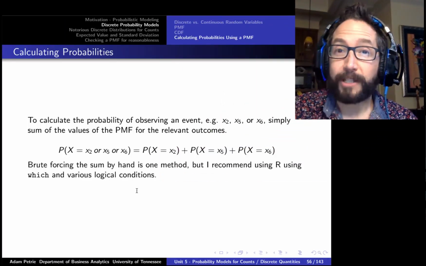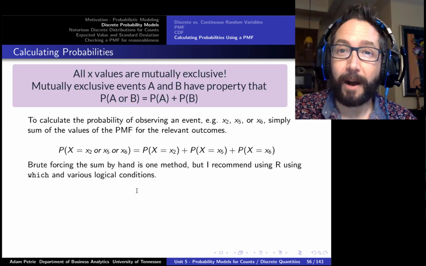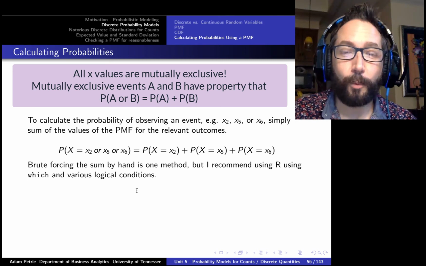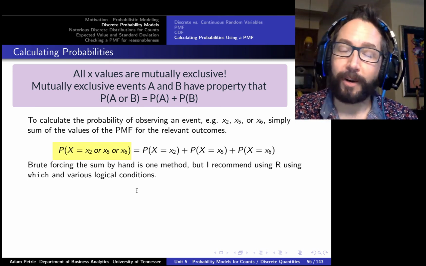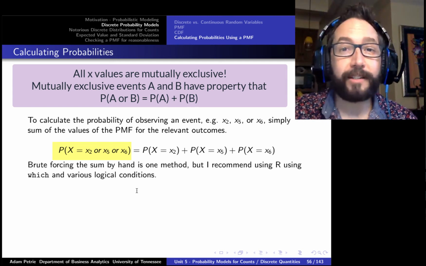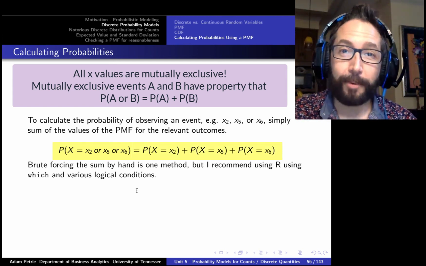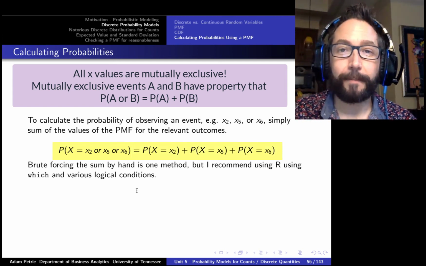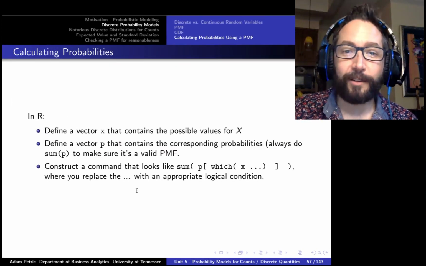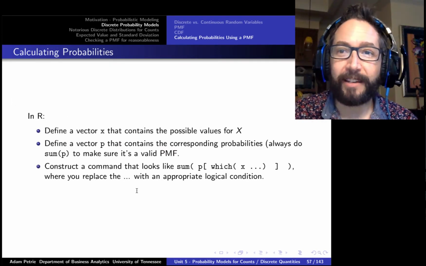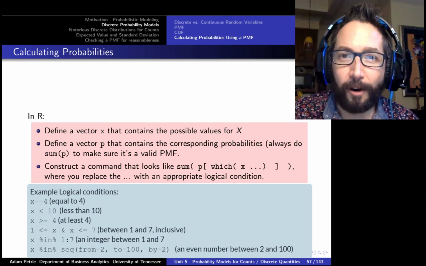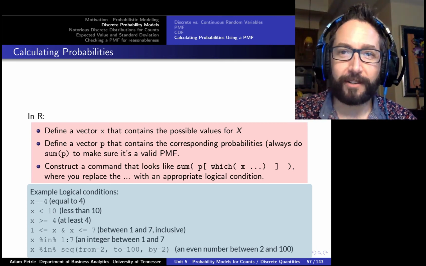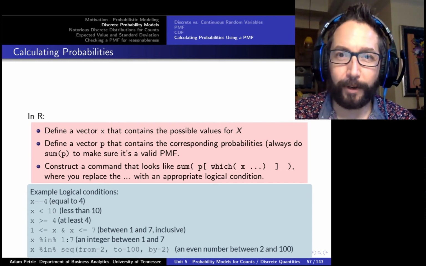Well, we're going to exploit the fact that our possible values of x are all mutually exclusive. So when we have a question like what's the probability of observing x equals 2 or 5 or 6, we just get to straight up add the component probabilities of each of those events. So how are we going to do this in practice? Well, in R, unless we want to do it by hand, and you can do it by hand if you want, here is what I'm going to suggest. And this will work every time for you.